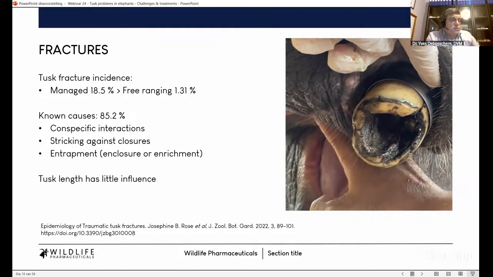There are several causes of that, and the most important one is conspecific interaction. I know that some will say, no, we don't do that, but in some zoos African and Asian elephants are put together, and they don't get along so well, so they start to fight, and that happens. What we also see is that musth in African and Asian elephants in managed conditions starts much earlier than in the wild.